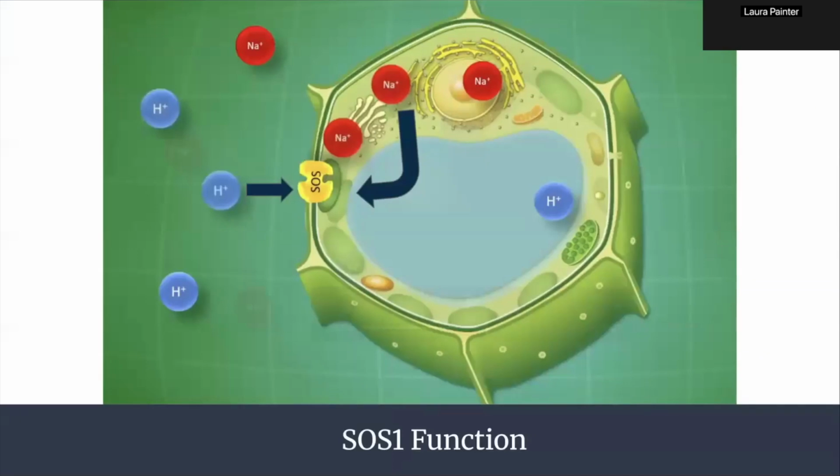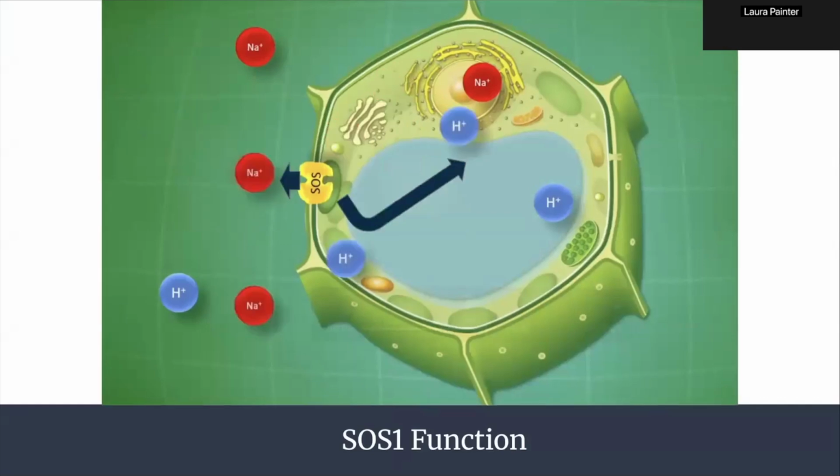So here is a visual representation of SOS1's function. It's embedded in the plasma membrane and exchanges sodium for protons to help maintain ion homeostasis during salt stress. Its activation depends on SOS2 and SOS3 under high salinity conditions. So as we can see, the sodium within the cell will be swapped out for the hydrogen outside of the cell. And just like that, they've swapped, and that's how it works.